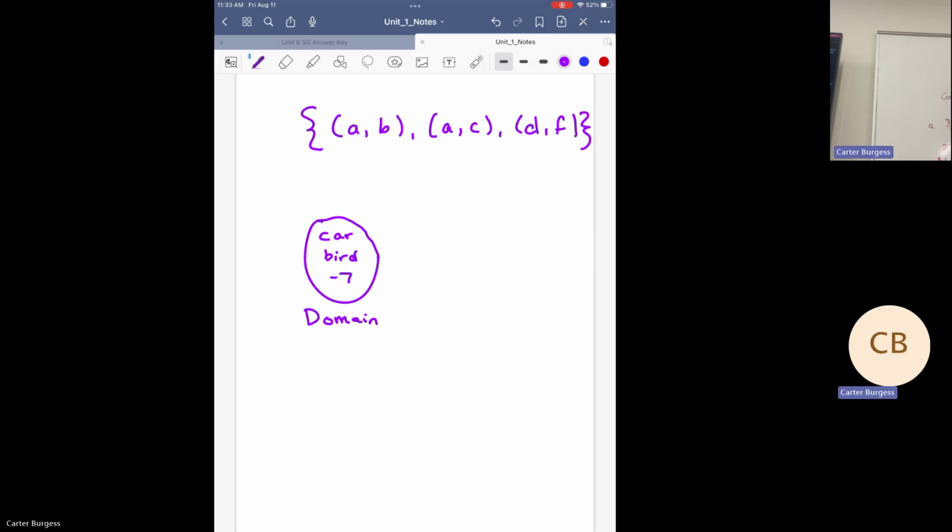Now for a new word. What do we generally say goes along with the domain? We're generally asked to find the domain and the range. Okay, we're going to get to that here in a second.